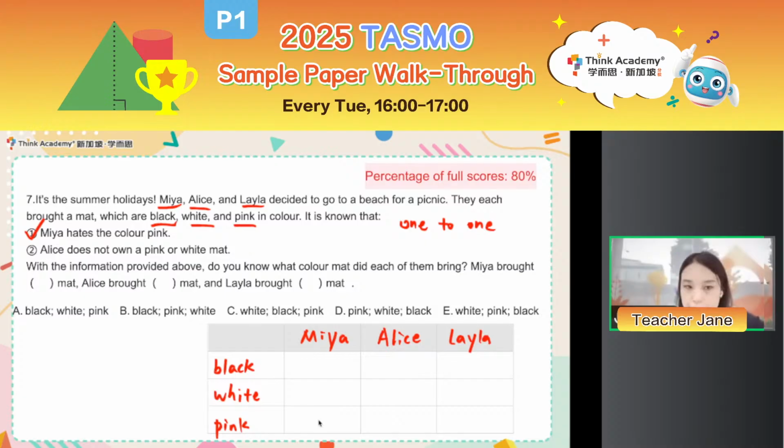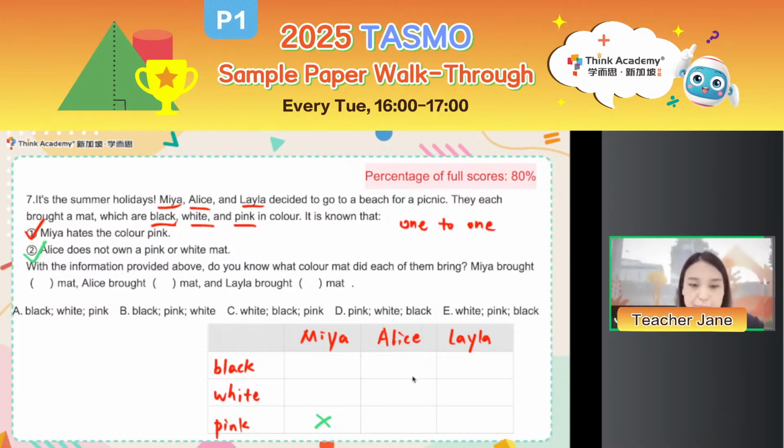Firstly, we can see Mia hates the color pink. That means we need to cross the pink for Mia, right? This means Mia dislikes color pink. And then we can see Alice does not own a pink or white mat. So firstly, let's focus on Alice's column here.